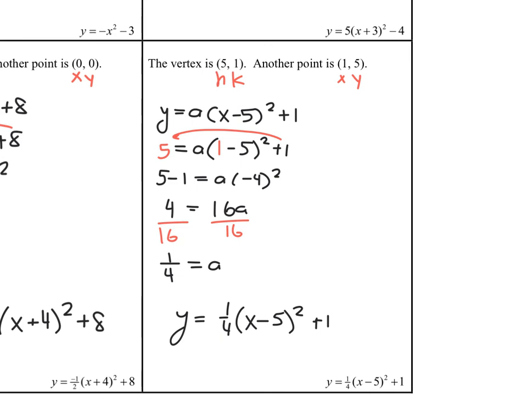Okay, so that's it for finding the equation of a parabola. It can come from a graph, and if you can see the a value, that's awesome, makes life easier. If not, you're going to have to use the vertex and another point to plug those in and then isolate for the a value.